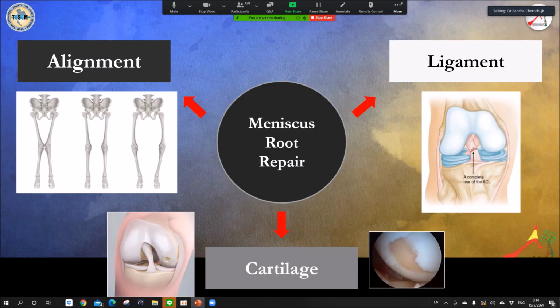So when you're dealing with the root tear, there are 3 things that you need to be concerned about. Number 1 is the alignment of the knee. Number 2 is the cartilage quality, especially at the medial side. Number 3 is the ligament injury. Is there an association or not?